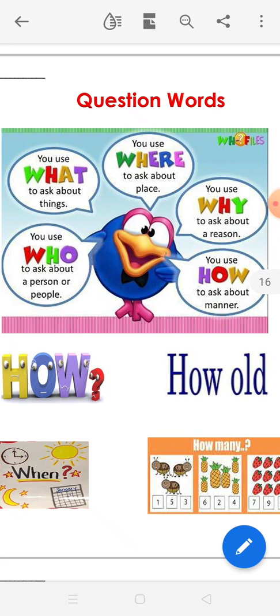We use when to ask about time or date. For example, when do you go to school? At 7 o'clock. When is your birthday? It's in March.